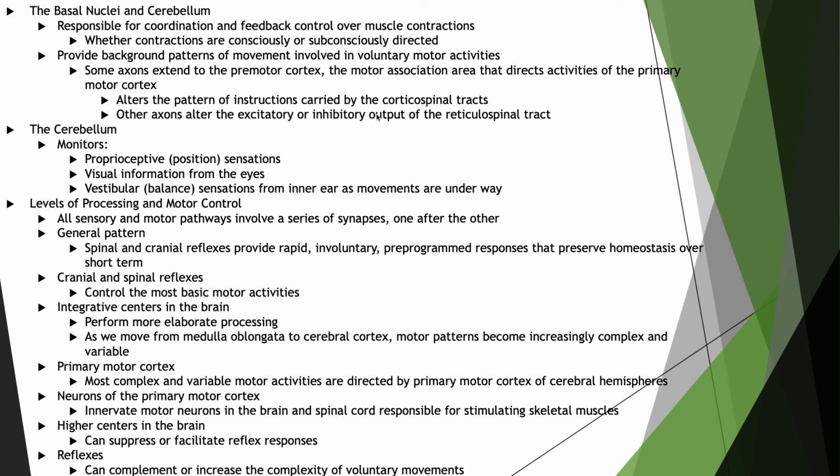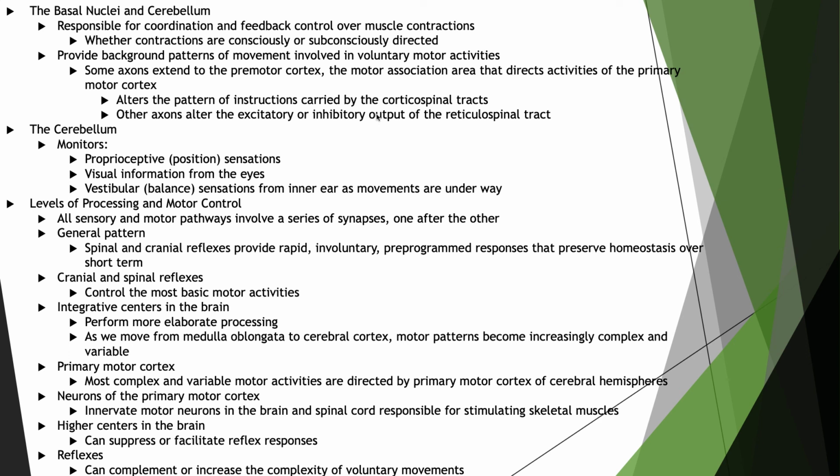Spinal and cranial reflexes provide rapid, involuntary, preprogrammed responses that preserve homeostasis over the short term. Voluntary responses are more complex and require more time to prepare and execute. Cranial and spinal reflexes control the most basic motor activities. Integrative centers of the brain perform more elaborate processing. So as we move from the medulla oblongata to the cerebral cortex, the motor patterns become increasingly complex and variable.